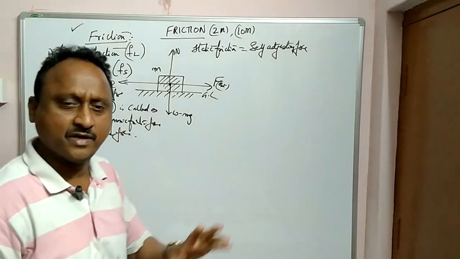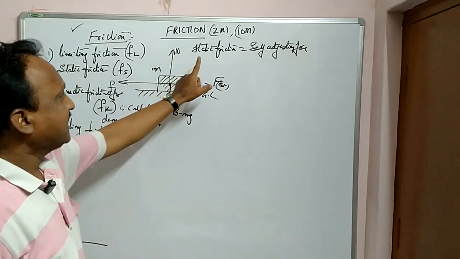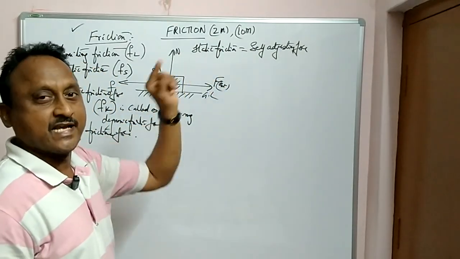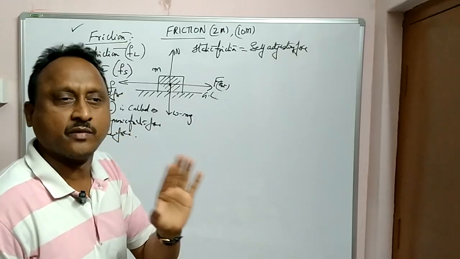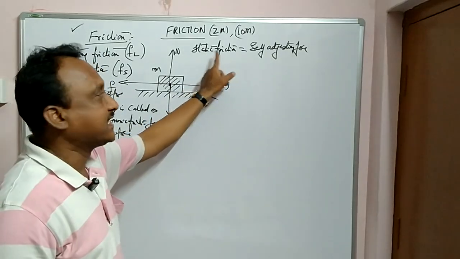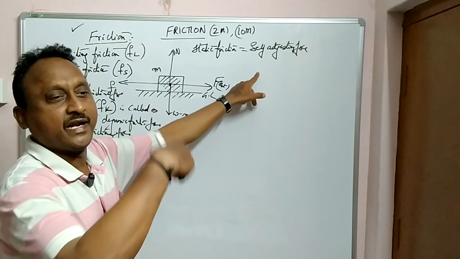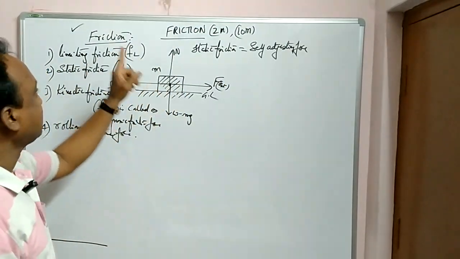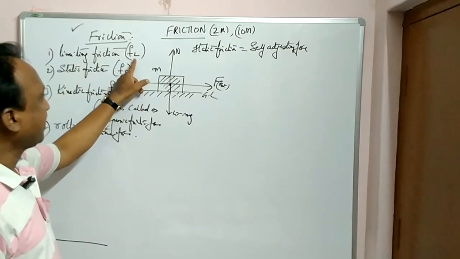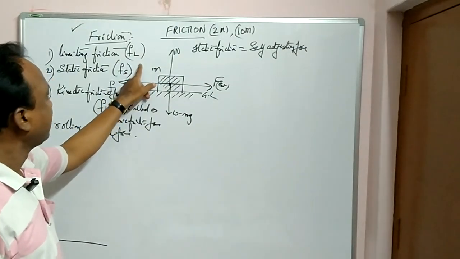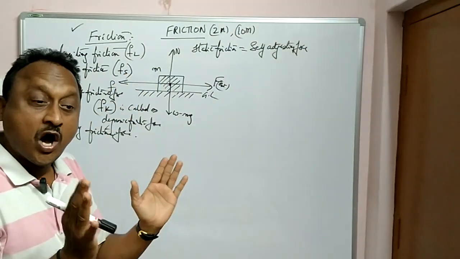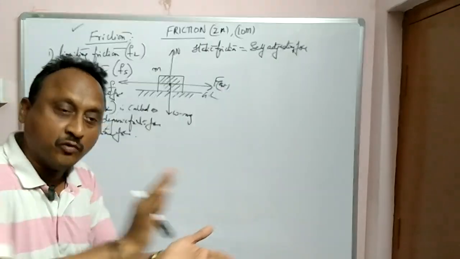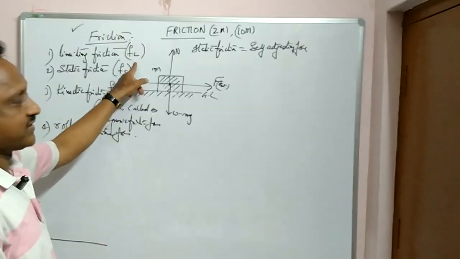Listen carefully, I am saying it once again. Self-adjusting force is what is called static friction. For static friction we don't have a separate formula. Static frictional force is a self-adjusting force; depending upon the applied external force, it will adjust. And we have formulas for limiting frictional force, indicated by F suffix L. This is the force which tells how much external force should be applied to the body such that the body will move. That is called limiting frictional force.